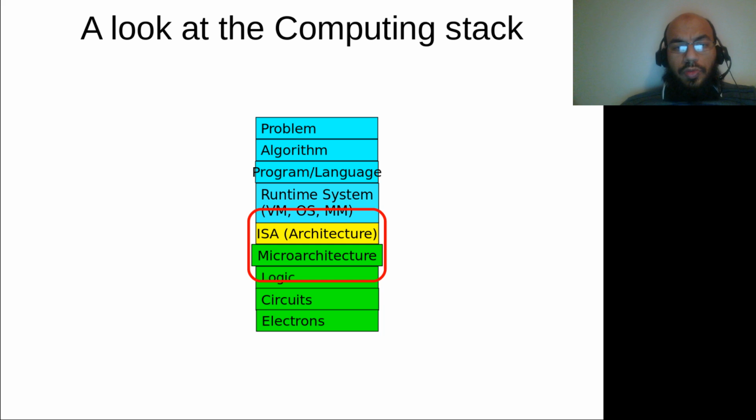Then on top of that, you have the microarchitecture, which dictates how you put the adders together. Do you put 10 adders? Do you put one adder in your design? Do you need an XOR function? What do you need from the logic that you can build from the circuits to have a fully functional processor?